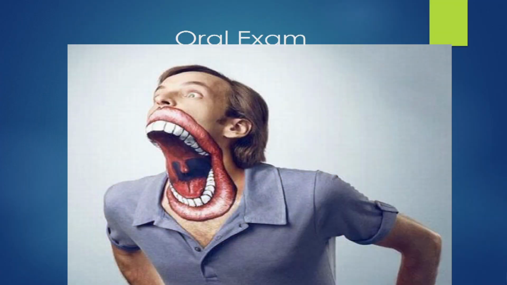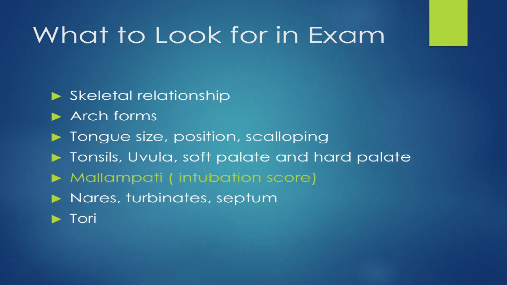With the oral exam, we will look at the skeletal relationships, the arch forms, tongue size and position, or the presence of scalloping. We'll look at the tonsils, the uvula, the soft palate, and the hard palate. We will determine the Mallampati score. We'll look at the nose, and we'll look for the presence of tori.